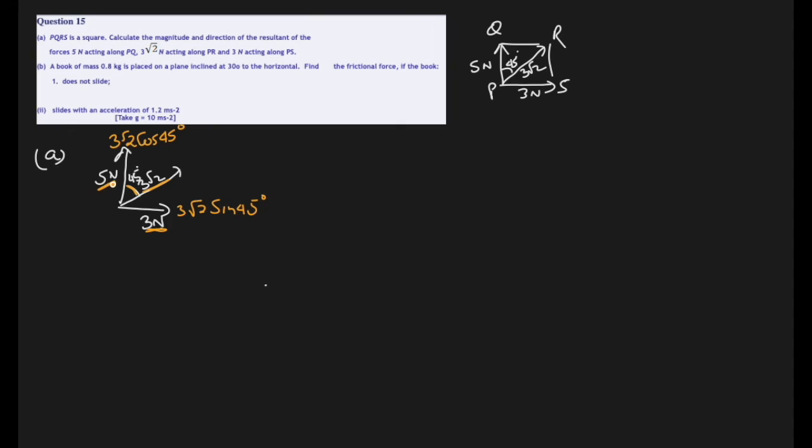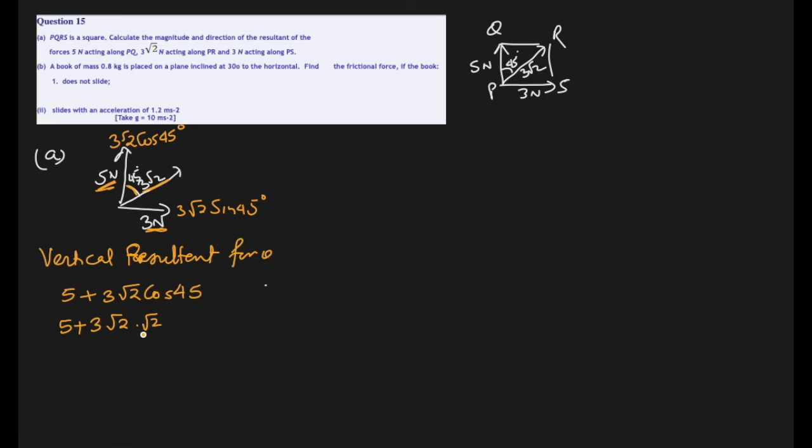So now we have vertical. Let's say vertical resultant force. So vertically we have these two forces. 5 Newton is upwards and 3 square root 2 cos 45 is also upwards. So they will add up. So let's simplify this. 5 plus 3 square root 2 times cos 45, which is square root 2 over 2. So square root 2 times square root 2 is 2. That means this 2 and this 2 cancel. We are left with 8 Newton, and that too upwards. Let's talk about the horizontal resultant force.